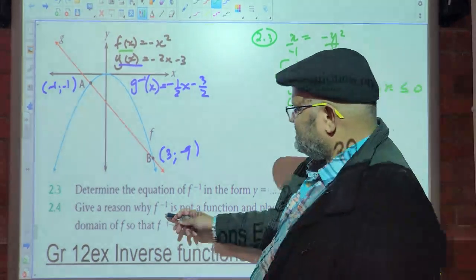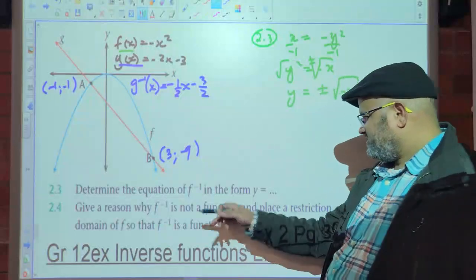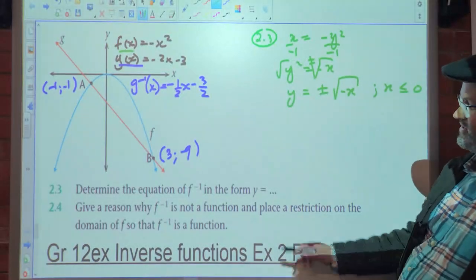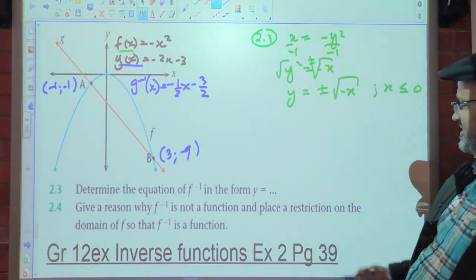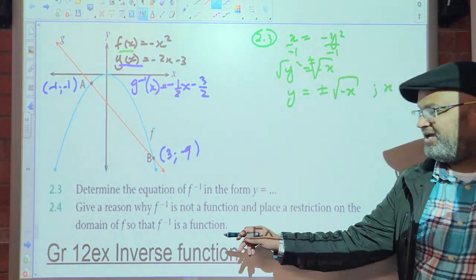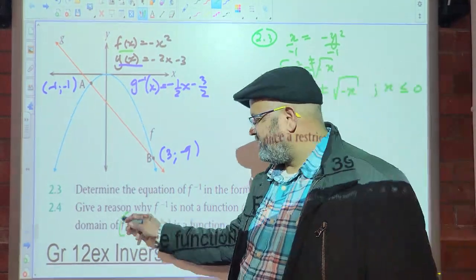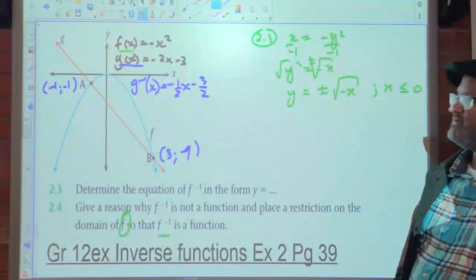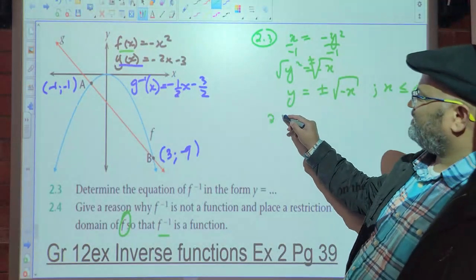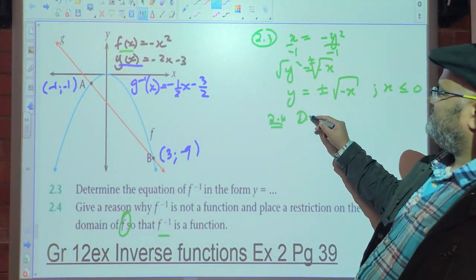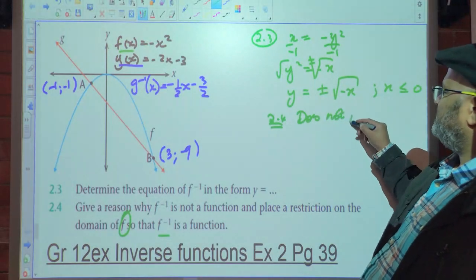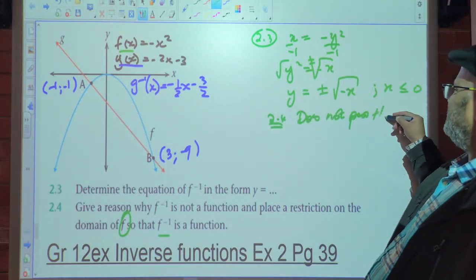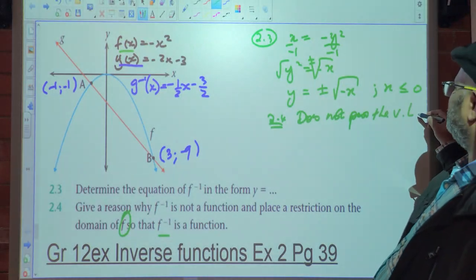2.4. Give a reason why, oh my word, I ask you exactly that. Give a reason why not the function and place a restriction on the domain of f so that its inverse can be a function. Okay? So 2.4, why is it not the function? Does not pass the vertical line test.